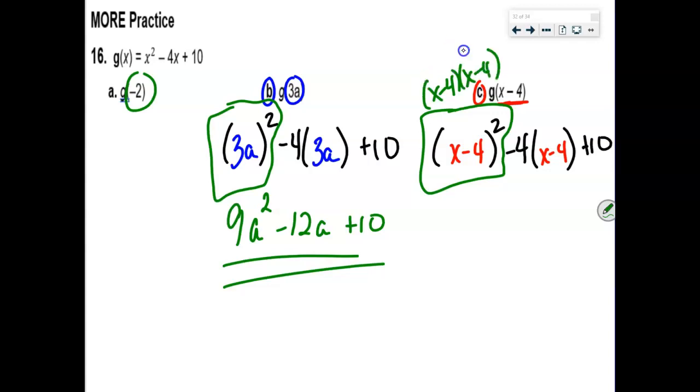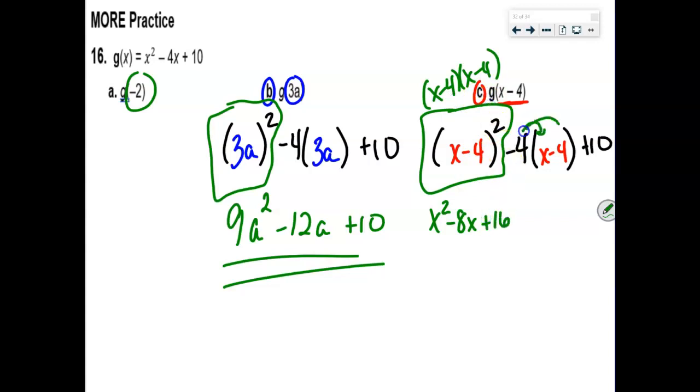I love when you guys do this part in your head. I think you can collect your like terms on that foiling question in your brain. If you feel like, no, I can't, then please don't. And if it's a test, please don't take shortcuts you're not comfortable with. So this becomes x squared, and then minus 4x in the middle will be a minus 8x plus 16.